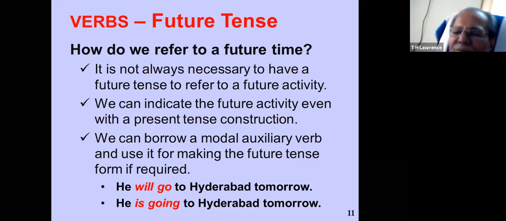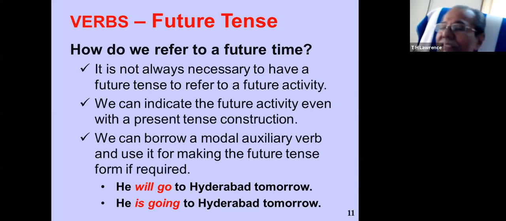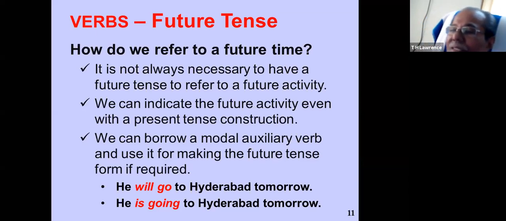Accordingly, I have given you an example here. He will go to Hyderabad tomorrow. That, of course, indicates a future activity. Now look at the second sentence. He is going to Hyderabad tomorrow. Doesn't it indicate the same activity? He will go to Hyderabad tomorrow, that's a future activity. He is going to Hyderabad tomorrow, that also is a future activity. Both of them indicate a future activity. You have to agree with that.